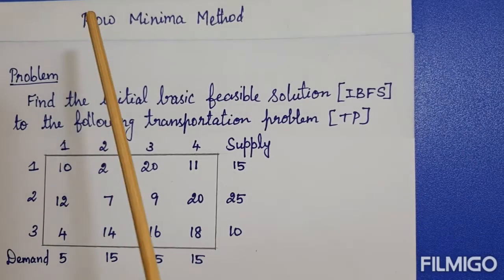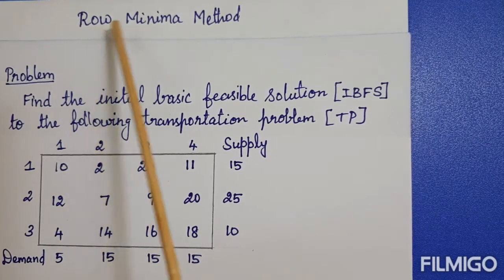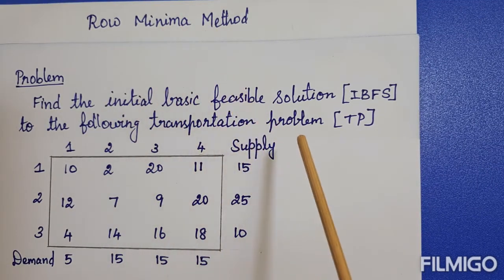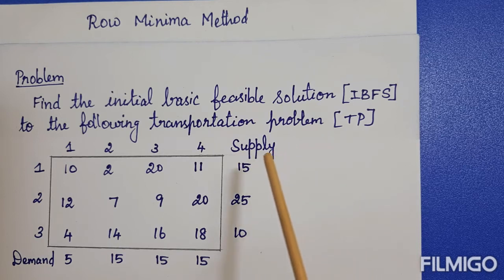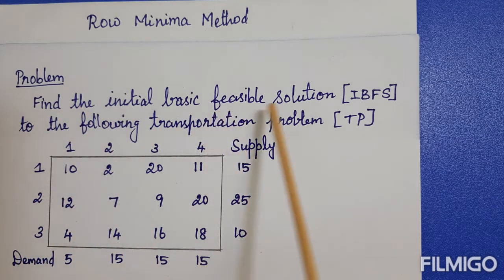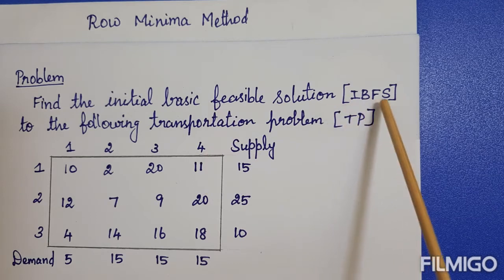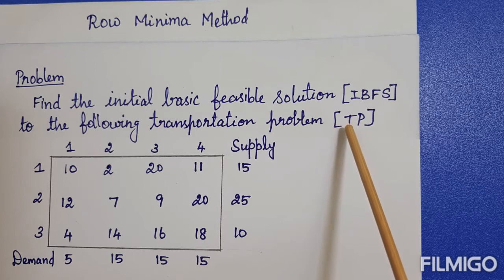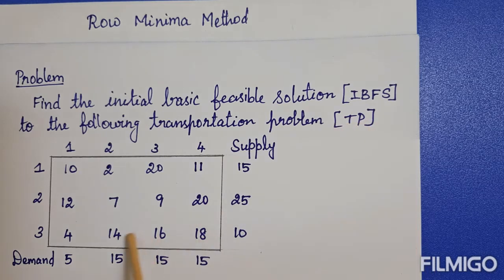The topic of this video is how to use the row minimum method to find the initial basic feasible solution to a given transportation problem. For example, let us take one problem. Find the initial basic feasible solution, abbreviated as IBFS, to the following transportation problem, abbreviated as TP. Here is the given problem.